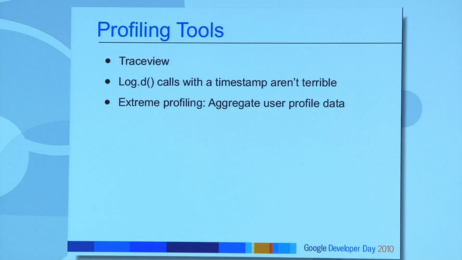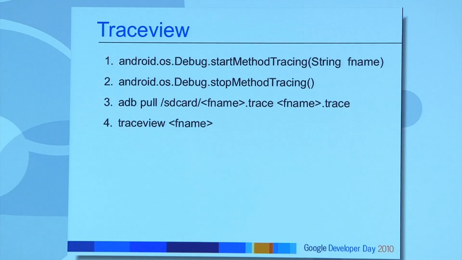So I'm going to now show you how Traceview works. It's really pretty simple. You can do it from ADB. You can type an ADB command to tell a program to start tracing and stop tracing. Sometimes that is useful. I actually find it much easier to do this with actual calls in the Java code.